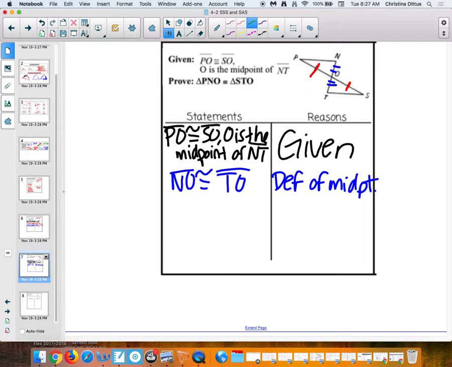Side, side. Can I make up stuff about my sides or my angles? Angles. What can I make up about my angles? Vertical. We use it all of the time. Let's go angle PON is congruent to angle SOT. Why are they congruent? Vertical angles.